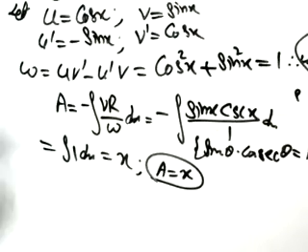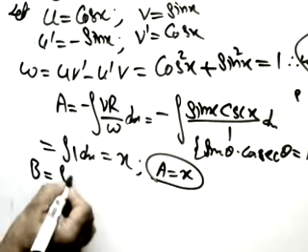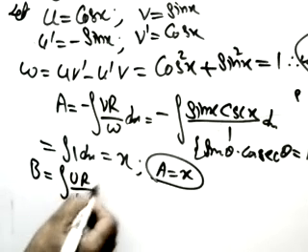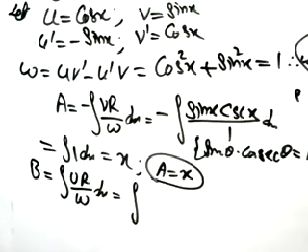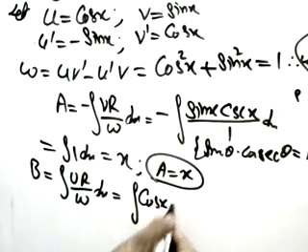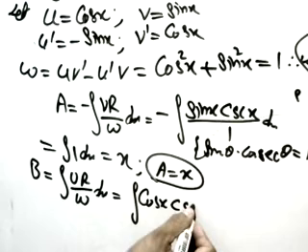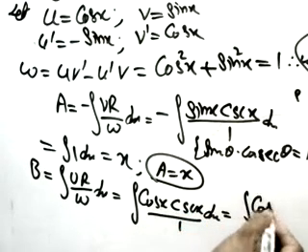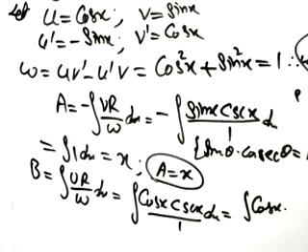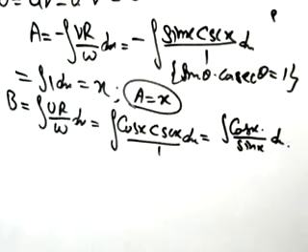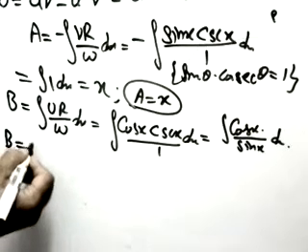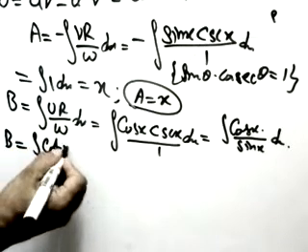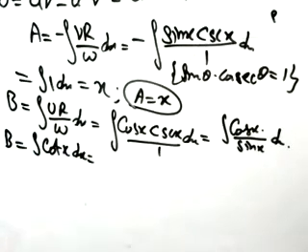Now let me find b. What is the formula of b? B equals integration of u into r by w dx. Integration of u, we have cos x, into r we have cosec x, by w which is 1, dx. Cos x into cosec x is cos by sin, which is cot x. So we get b equals integration of cot x.